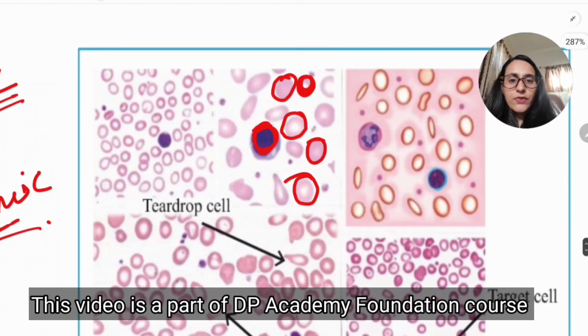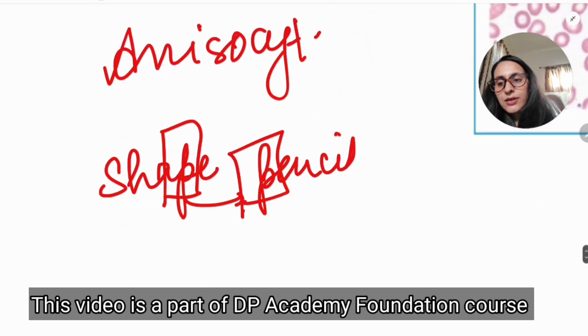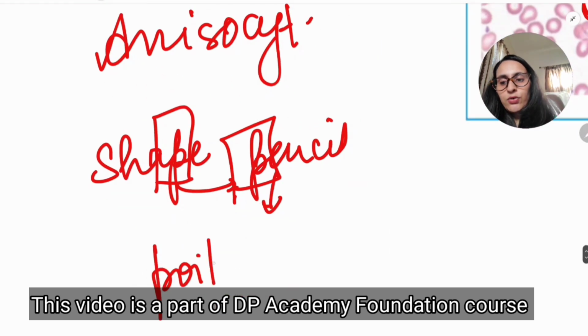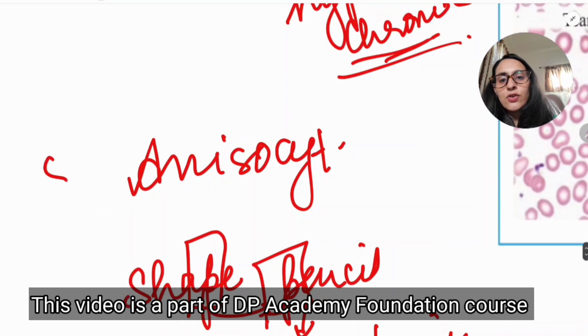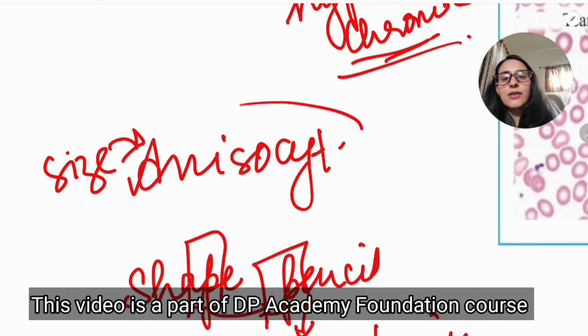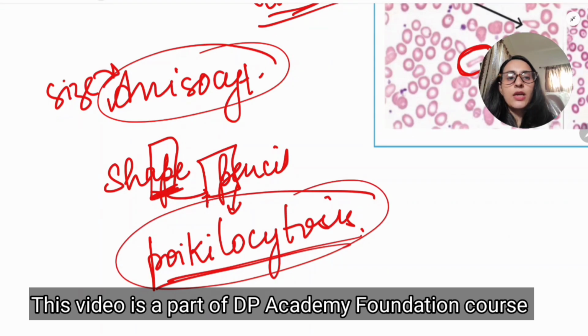Also, along with the variation in size, you can see that there is a variation in the shape also. So you can see a pencil cell, a variation in the shape. It is known as poikilocytosis. Poikilocytosis is when there is a variation in the shape of the RBC. When there is variation in the size of the RBC, this is called anisocytosis. If there is a variation in the shape, P for shape, it is known as poikilocytosis, for example the pencil shape.